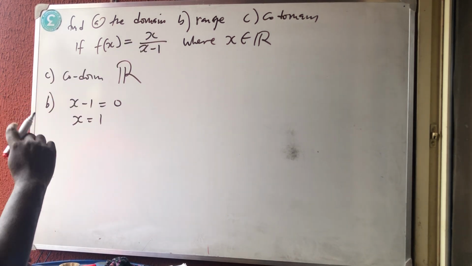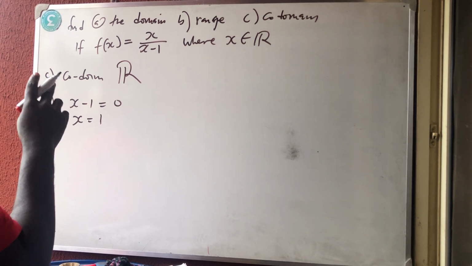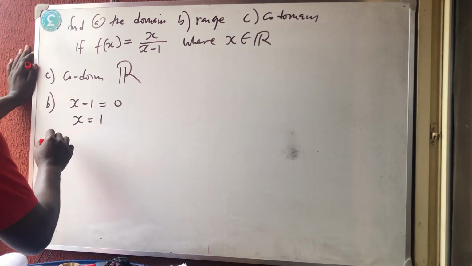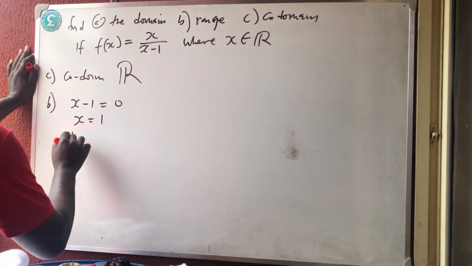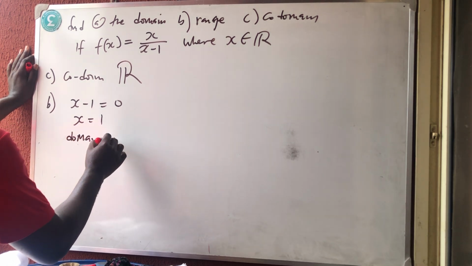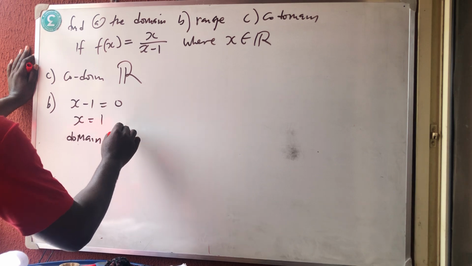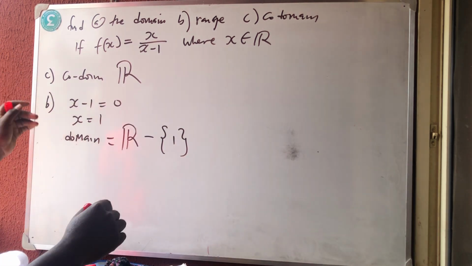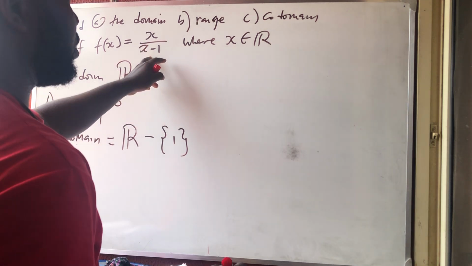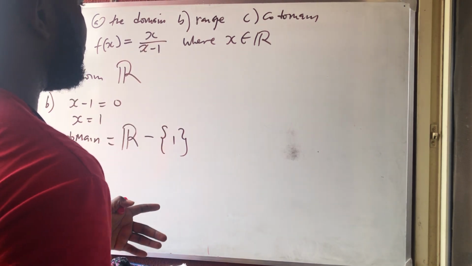We are not going to work with 1. We are going to work with every other thing but not 1. So what do we say now? The domain, anything we are going to work with is what? That real number, removing just 1, that will not work. This one will not work. So these are the things we can use to do that.